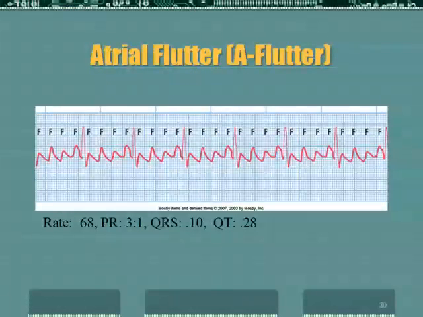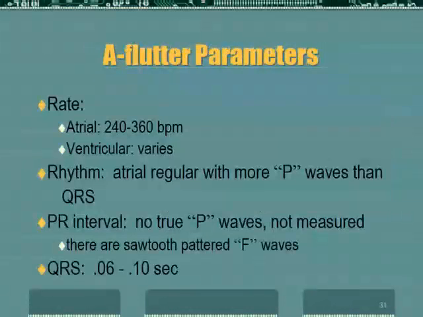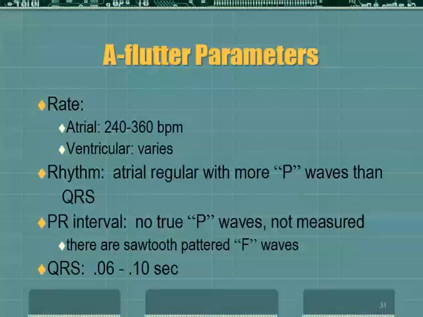So this is actually how we would chart it: the patient's atrial rate was 240 to 360, and the ventricular rate varied. The rhythm, there are typically more P waves than QRS. With the PR interval, there's really no true PR interval, but with this particular pattern, we would see what the ratio was. It could be 2-to-1, 3-to-1, or 4-to-1. The one we saw on the previous slide was a 3-to-1 pattern, and you saw those sawtooth patterned F waves. The QRS was 0.06 to 0.10, which is considered normal.